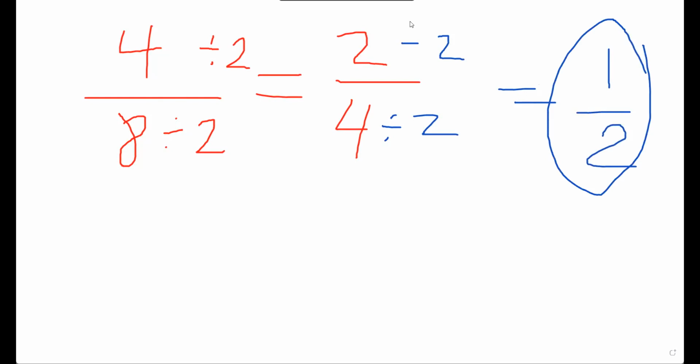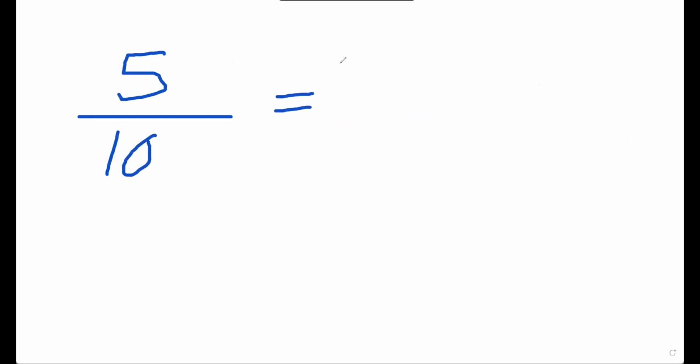So even if I had 5/10, well, the GCF is 5. Both top and bottom can be divided by 5. 5 divided by 5 is 1. 10 divided by 5 is 2. And this is how you simplify fractions.